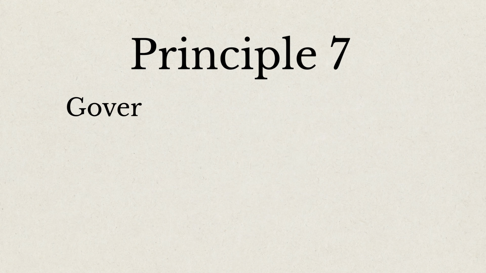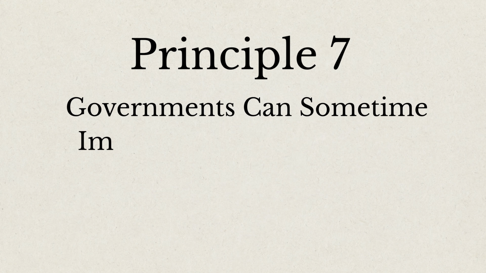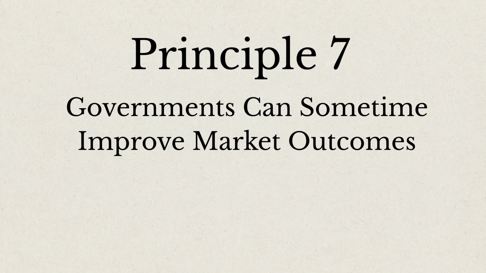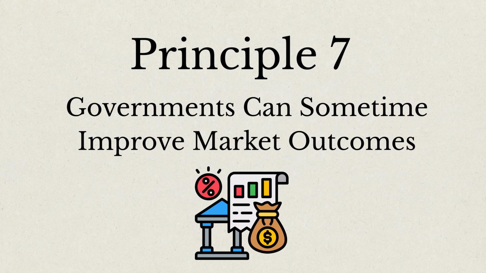Principle 7. Governments can sometimes improve market outcomes. Markets are not perfect. Sometimes they fail. For example, pollution, market power, inequality, etc. So governments step in to protect property rights, reduce market failure, and promote fairness. Markets are powerful, but not always perfect.